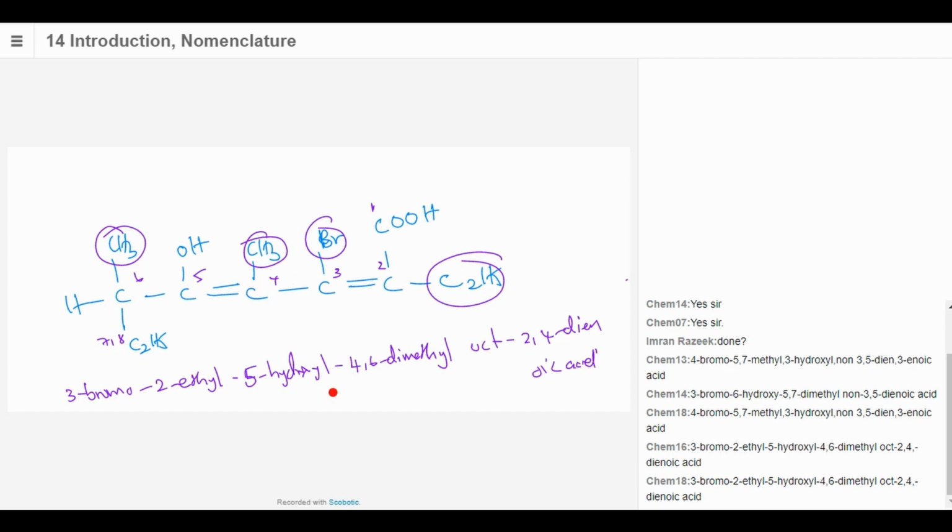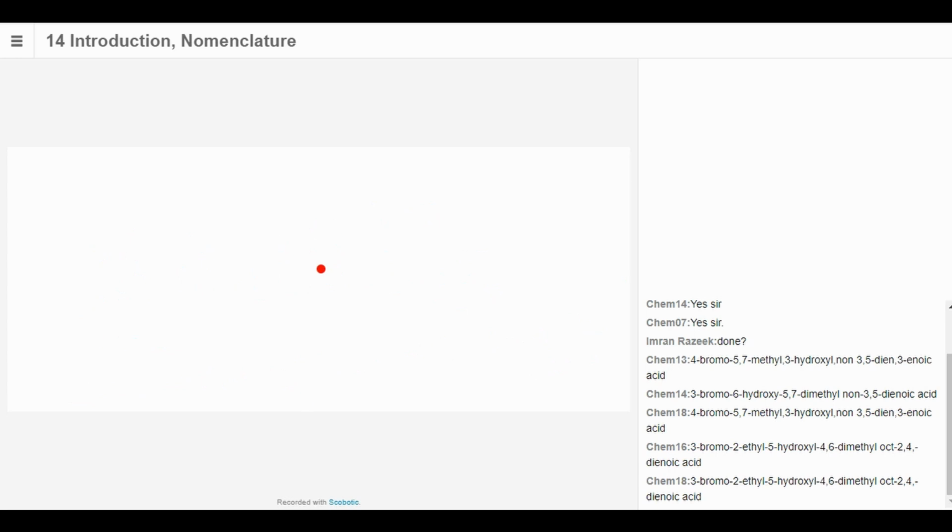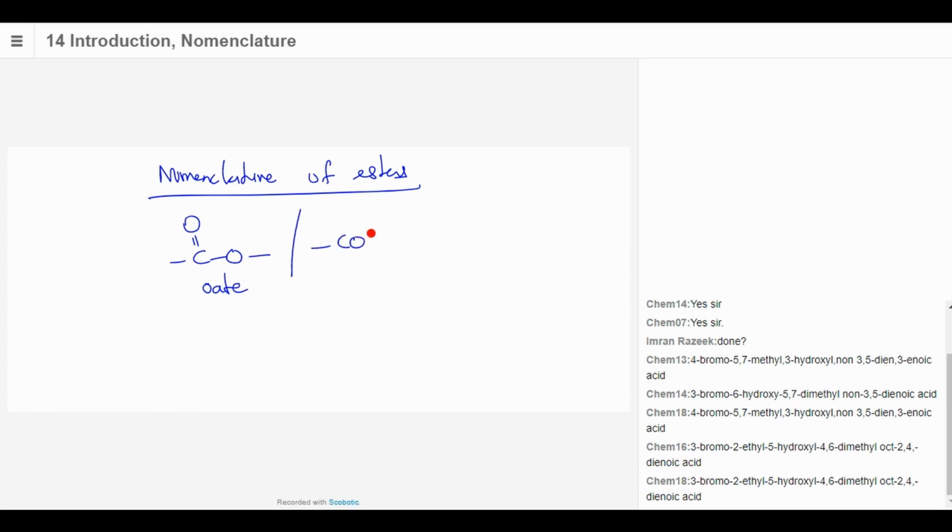Okay, so let's look at the naming of esters. That's the next level, the nomenclature of esters. So write the subheading, nomenclature of esters. Now, esters are molecules which have this functional group, C double bond O, O. If this functional group is present, it is an ester. So that's the oate functional group. It is also the COO functional group, or I can say CO2 functional group, right?